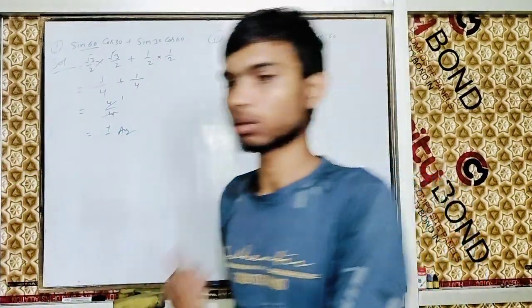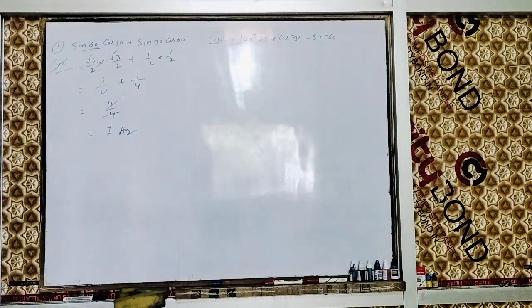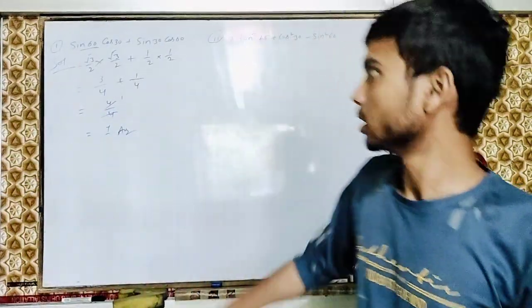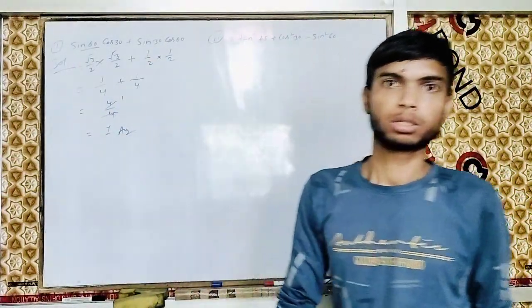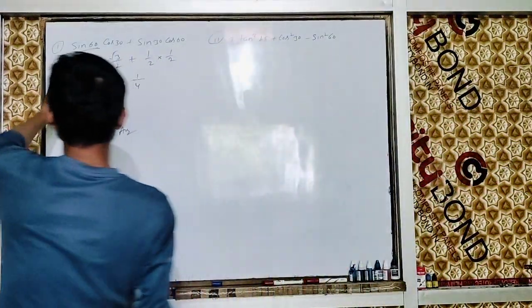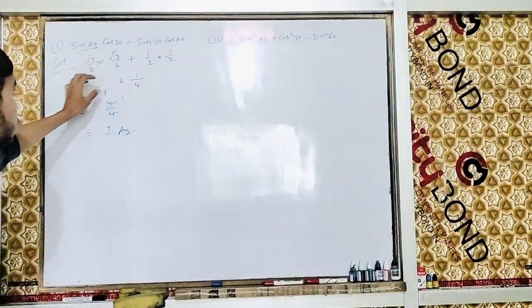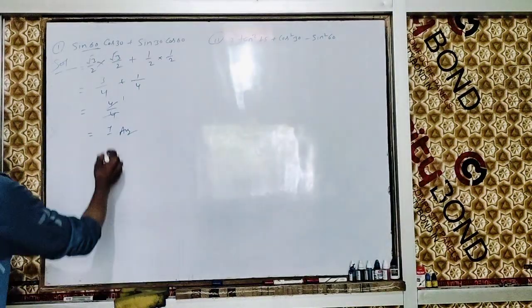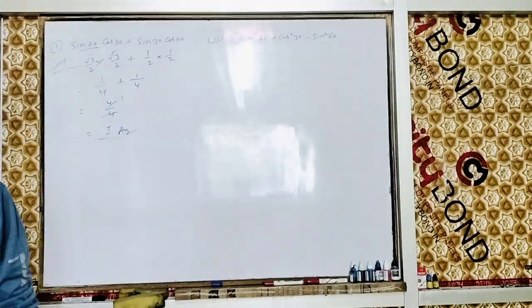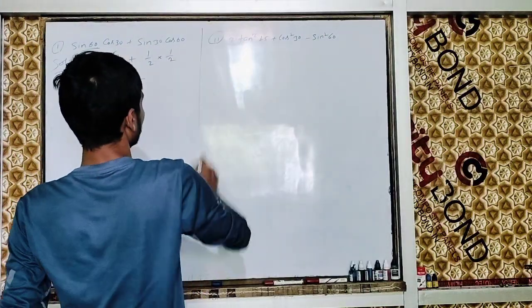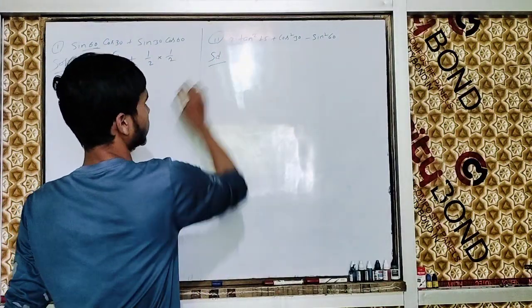This is the answer of this question. What did we do here, for the first question? We just put a value of each trigonometric function. After putting the value of each trigonometric function of this question, then we simplify. After simplifying, the answer came as 1. We will do the same here.